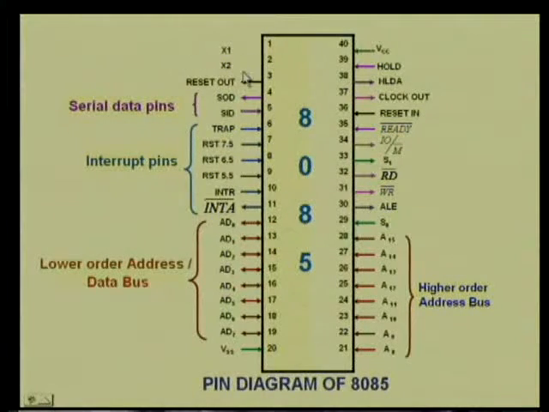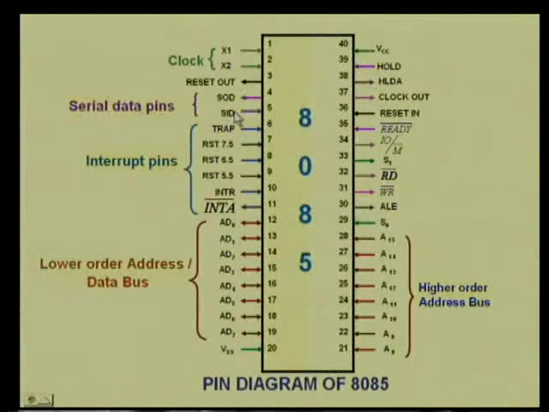Here X1, X2, these two pins are provided for connecting an external clock, which is a crystal. Generally a 6 MHz clock is connected to these pins, because an internal divide-by-2 counter divides this 6 MHz clock and provides 3 MHz frequency to 8085. So, 8085 is a 3 MHz chip, or its frequency is 3 MHz.